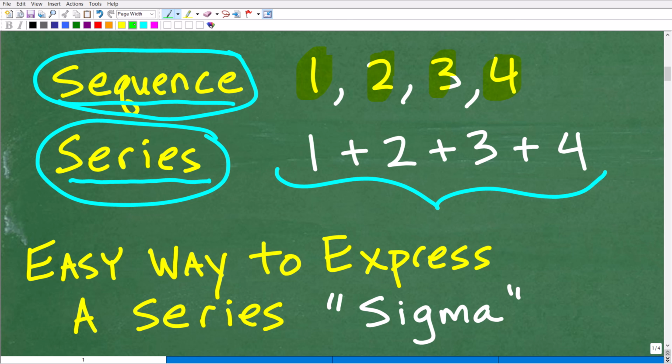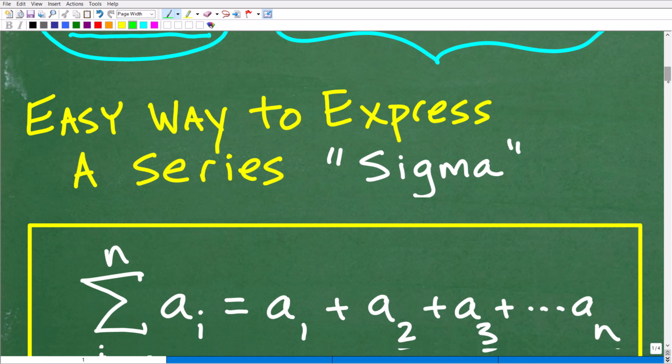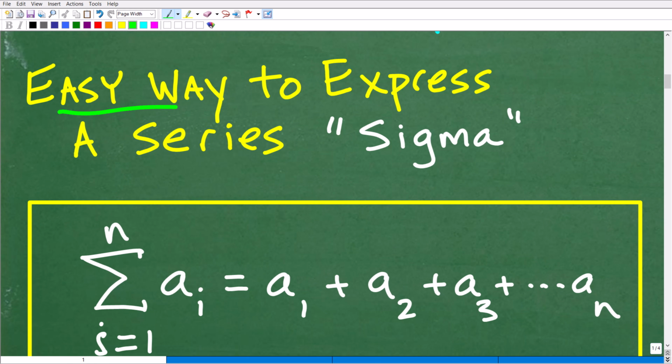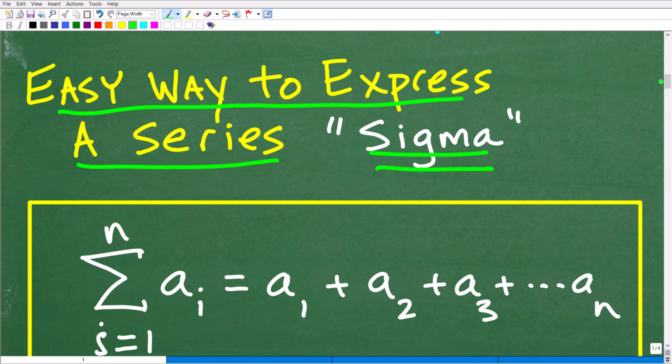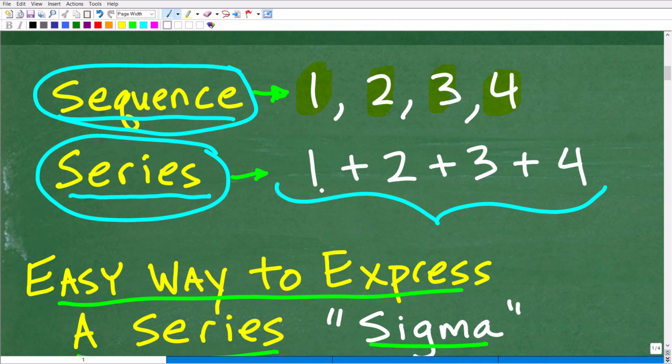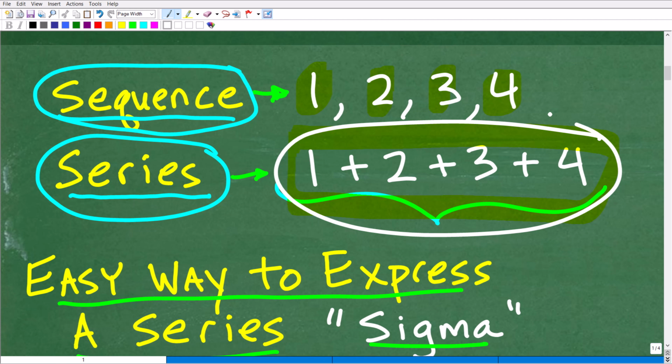A lot of students do. It's totally normal. I mean, both of these words start with S, and they're very similar, right? But again, a sequence is something like this: 1, 2, 3, 4. These are the terms of that sequence. A series is when we're adding up the terms of a sequence. With that in mind, an easy way to express a series is using this sigma notation. And if you look here, in this particular series, we're adding up 1, 2, 3, and 4, which means that we're finding the sum, right? We're going to find the entire sum of these numbers here.